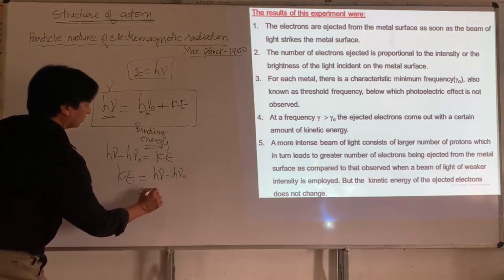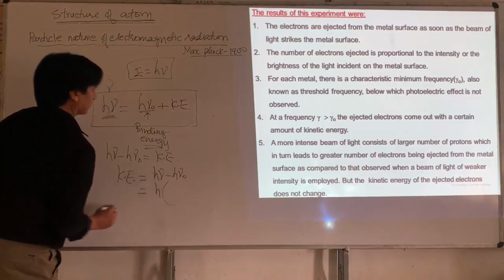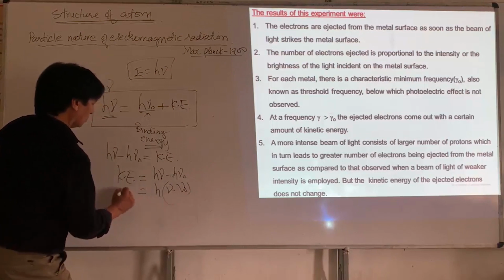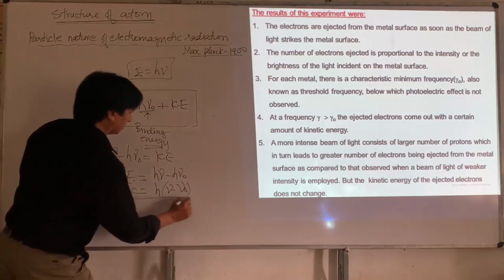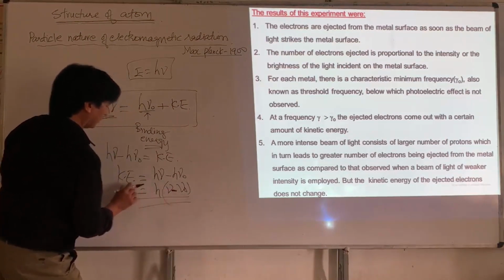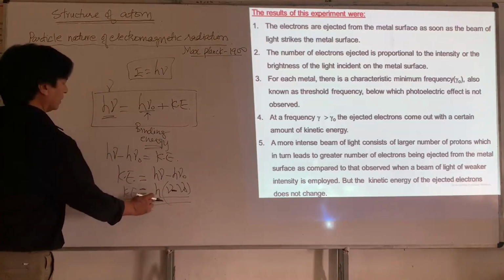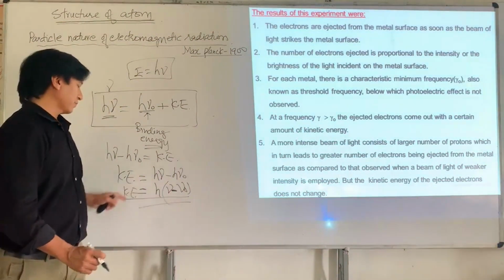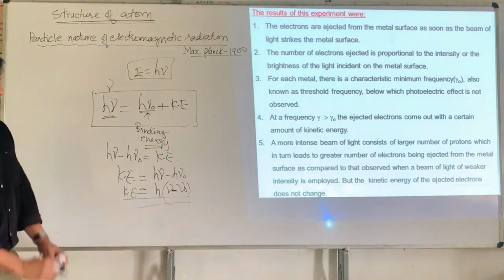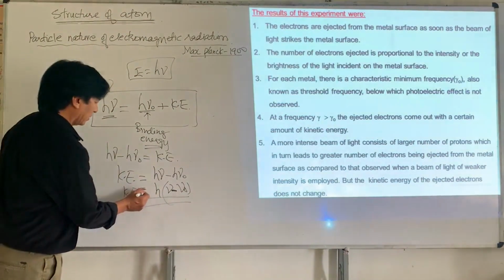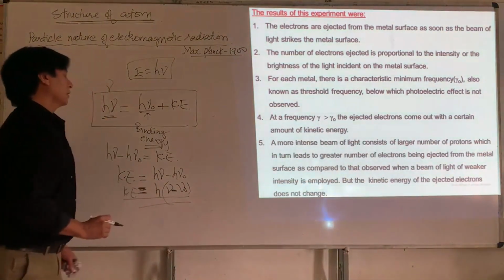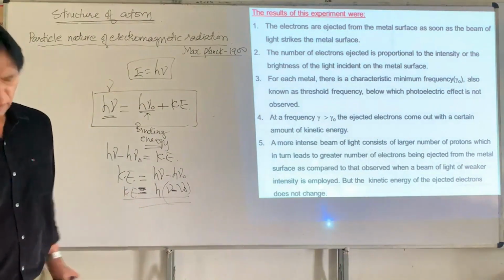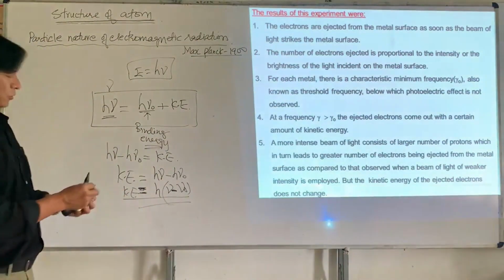This is finally equal to, you can take h as the common factor, nu minus nu naught. So finally, the kinetic energy is equal to h into nu minus nu naught. So this is the energy that the electron gets from the photon of light after it is ejected from the metal surface. That's it. So these are some of the points which you are supposed to know.